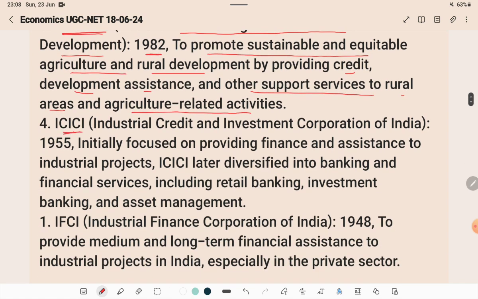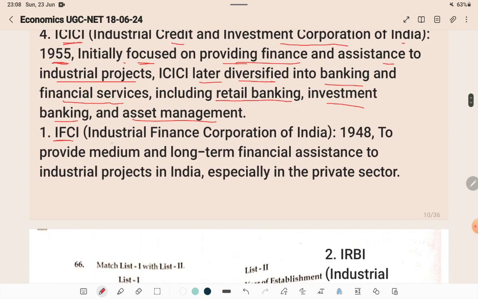And ICICI, Industrial Credit and Investment Corporation of India, established in 1955, initially focused on providing finance and assistance to industrial projects, and later diversified into banking and financial services, including retail banking, investment banking, and asset management. And the IFCI, Industrial Finance Corporation of India, established in 1948 to provide medium and long-term financial assistance to industrial projects in India, especially in the private sector.